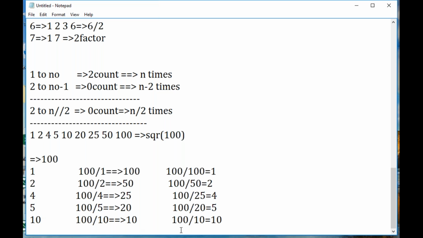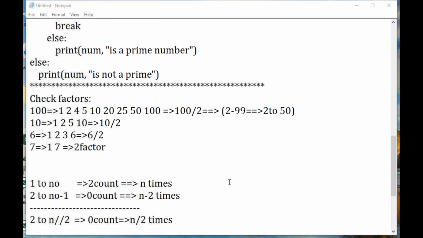Guys, clear with it? Clear with this logic what I'm going to implement here? Okay, fine. Now I'm going to write logic. Okay. Now let me write a logic here.